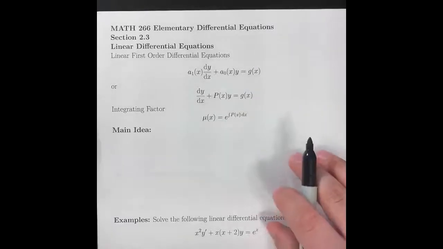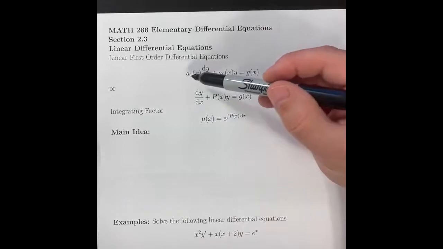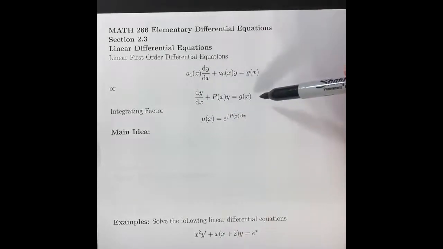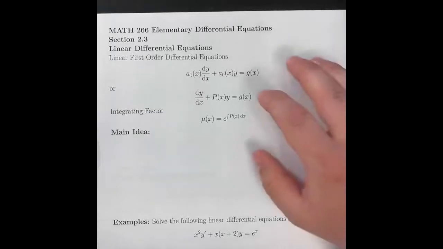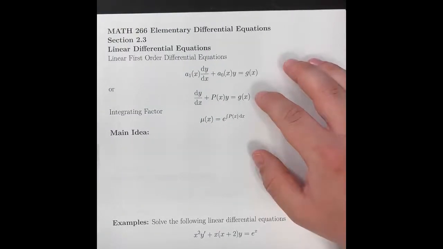Oftentimes what we'll do is divide through by a1, whatever's in front of the dy dx, and change it into this form here. This is sometimes called the standard form. We want to solve this equation, but we can't do separation of variables, so what are we going to do?